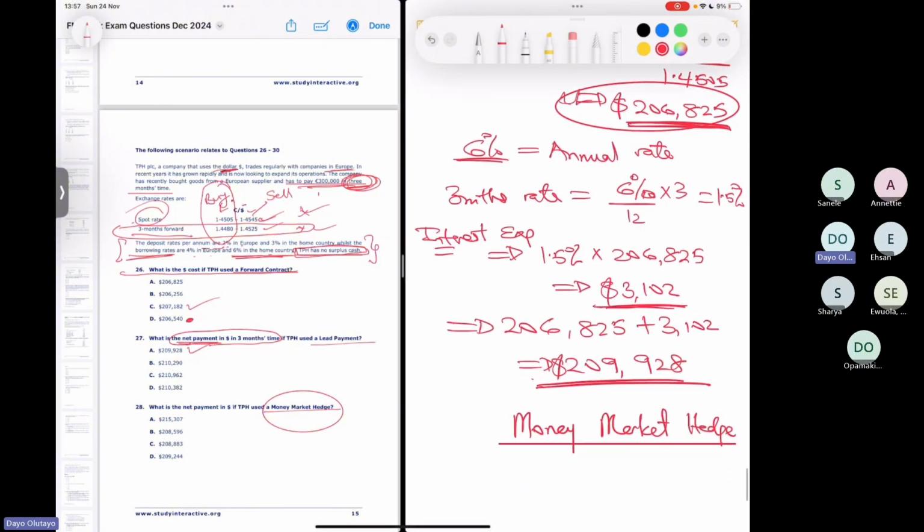In that case, there won't be interest because they don't borrow. Then this would have been the total payment, even in 3 months' time. It's still 206. But if you don't have surplus cash now and you want to use lead payment, you have to pay now. Then the only way is to go and borrow. So they will always tell us whether there's surplus cash or not. But most times they will tell you that there is no surplus cash. Hardly would they tell you that there is a surplus cash. In fact, I've only seen a question once in my entire life that has a surplus cash.